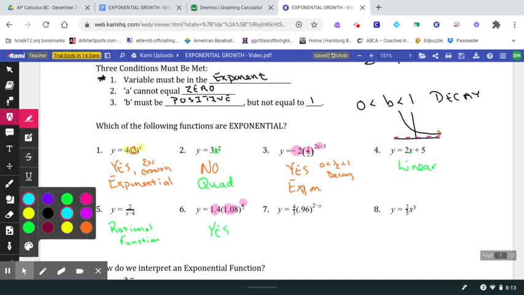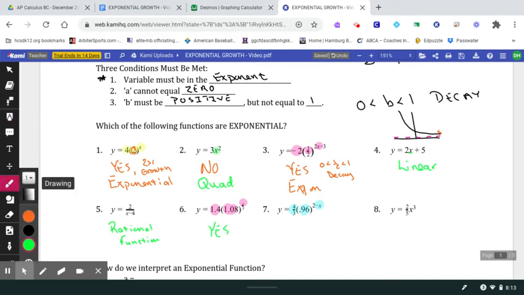Similarly, our next one here, we've got our variable in the exponent. Our a is not 0, and our b value is positive but not equal to 1. So we've got another emphatic yes to an exponential there.